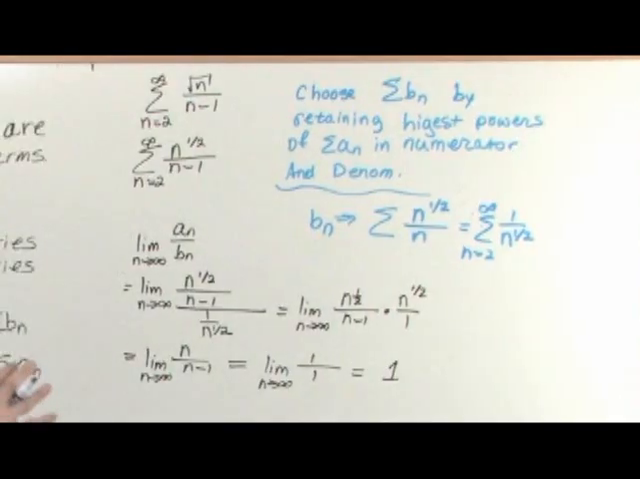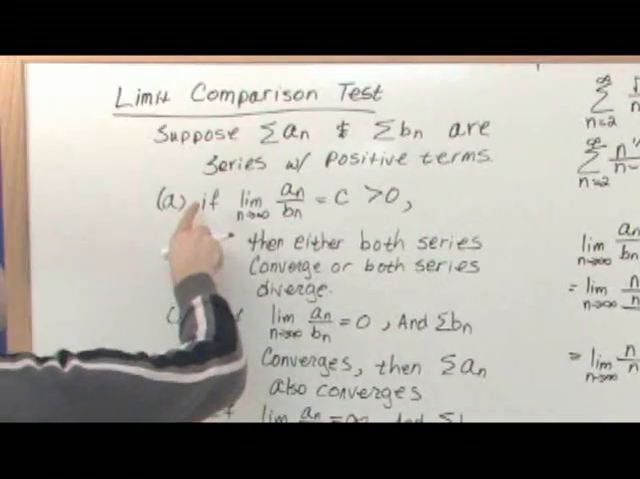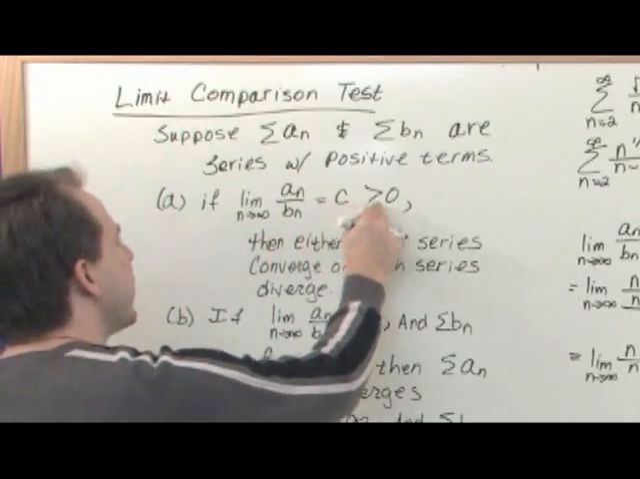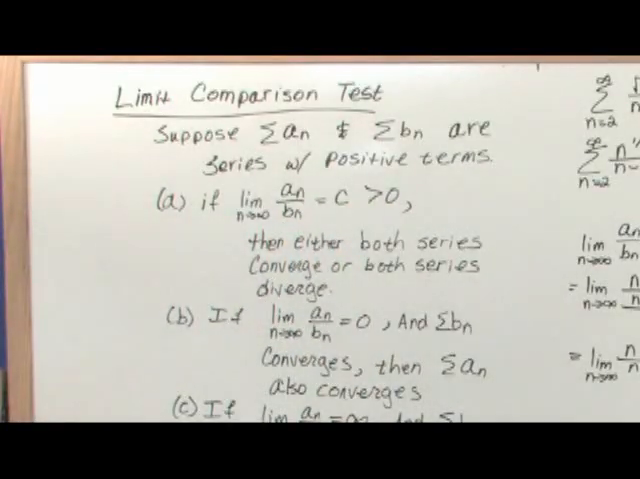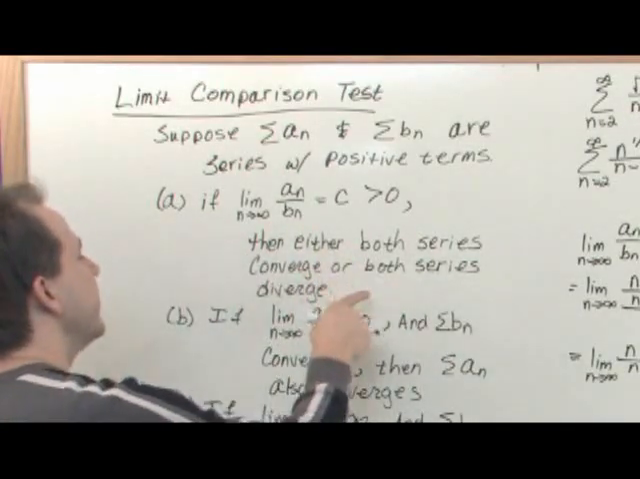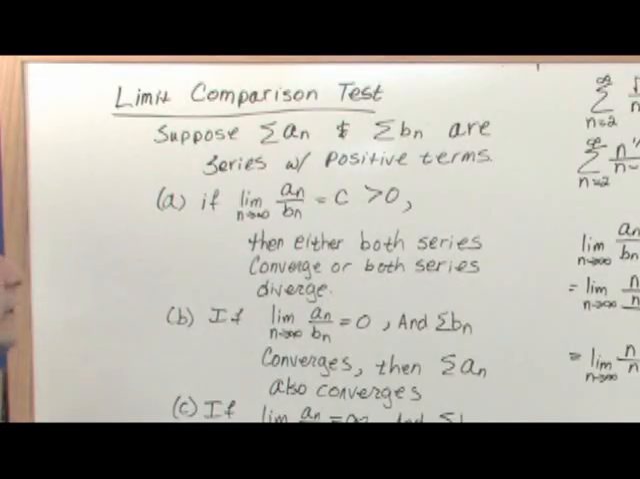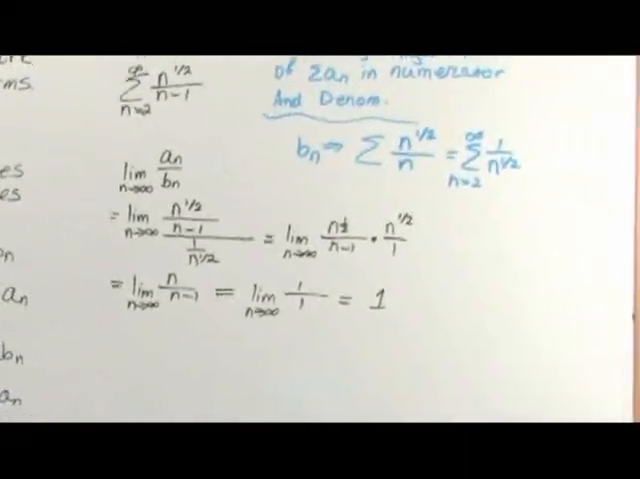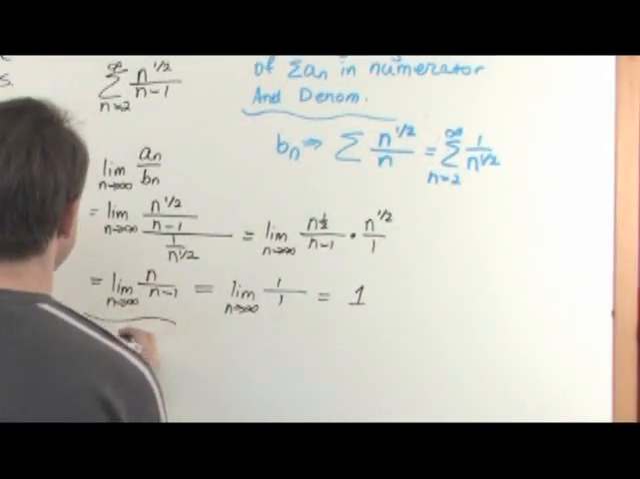So let's back up here. We're in case A. If the limit as n approaches infinity of the ratio is equal to a number greater than 0, which is exactly what we found there, then either both of these things converge, a sub n and b sub n, or they both diverge. So now what we need to do is figure out if b sub n diverges or not. Okay, so what does b sub n do?